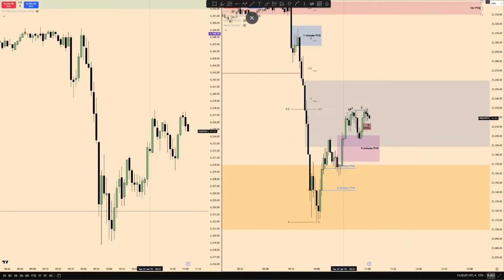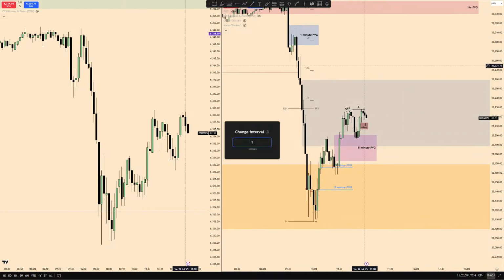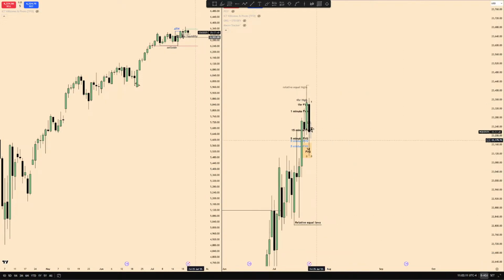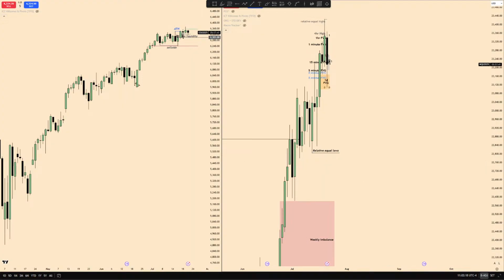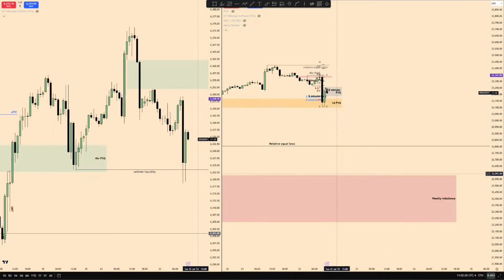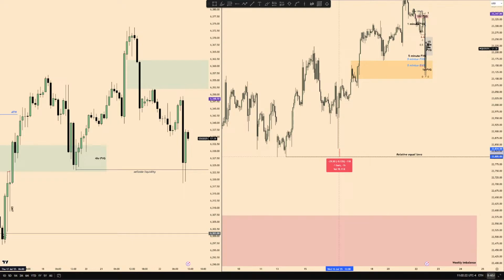I said that on the live. I said when we were having the down move, now that we're coming this aggressively into the daily gap, I want to see if we're gonna get the close today below it and then run through the relative equal lows here on like the hourly into the weekly imbalance. These relative equal lows.